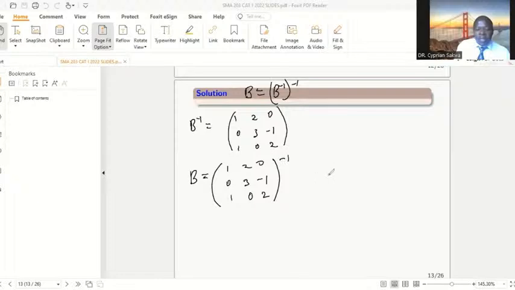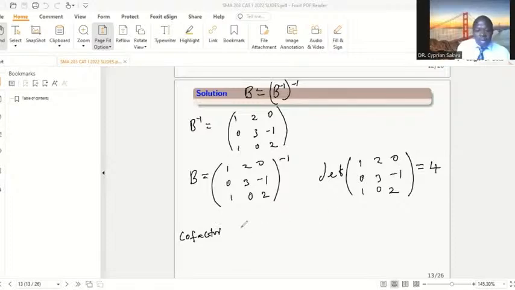So first of all, I get the determinant of this matrix: 1, 2, 0, 0, 3, negative 1, 1, 0, 2. And you know how to find the determinant of a matrix; I showed you various ways. When you do this, you get this determinant to be 4. After getting the determinant of this matrix, I want the cofactor matrix of this.